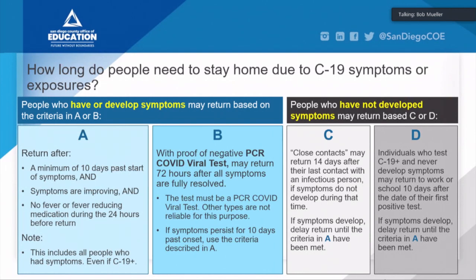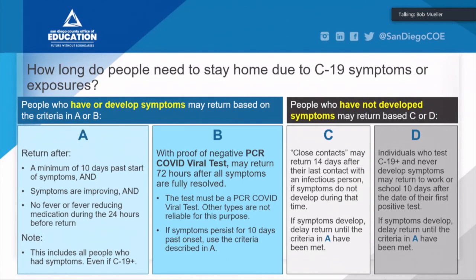Once they develop symptoms, they have to go 10 days from the date their symptoms started. Their symptoms have to be improving, and during the 24 hours before their return, they must not have a fever or use fever reducing medication. The other set of individuals, people who have tested positive for COVID-19 who are asymptomatic, if they never develop symptoms, can return to work or school 10 days after the date of their first positive test.